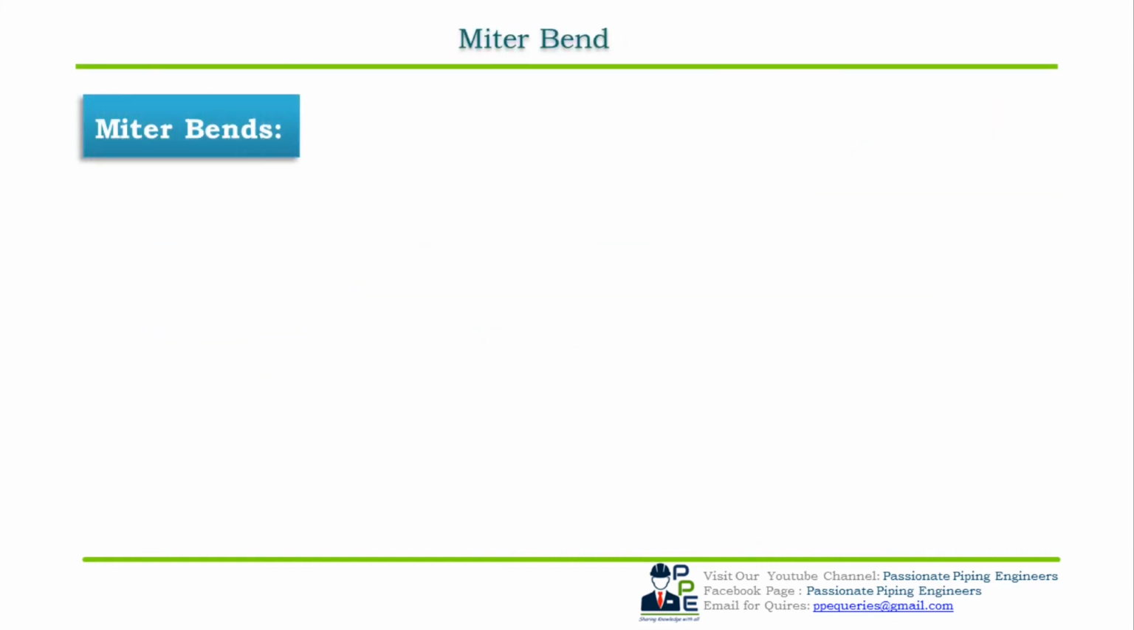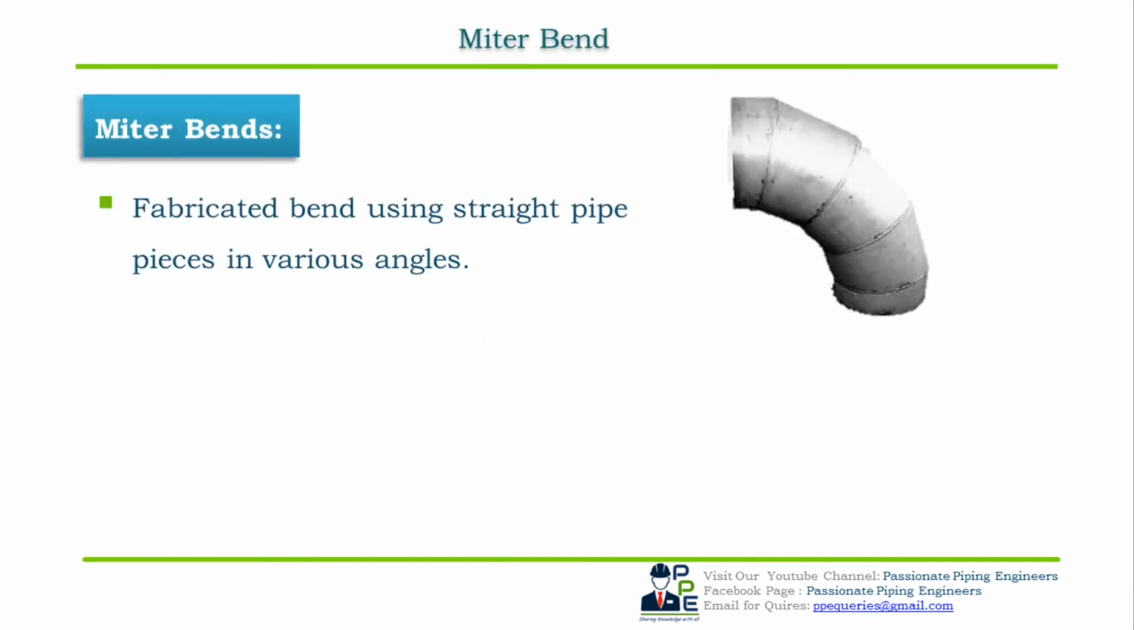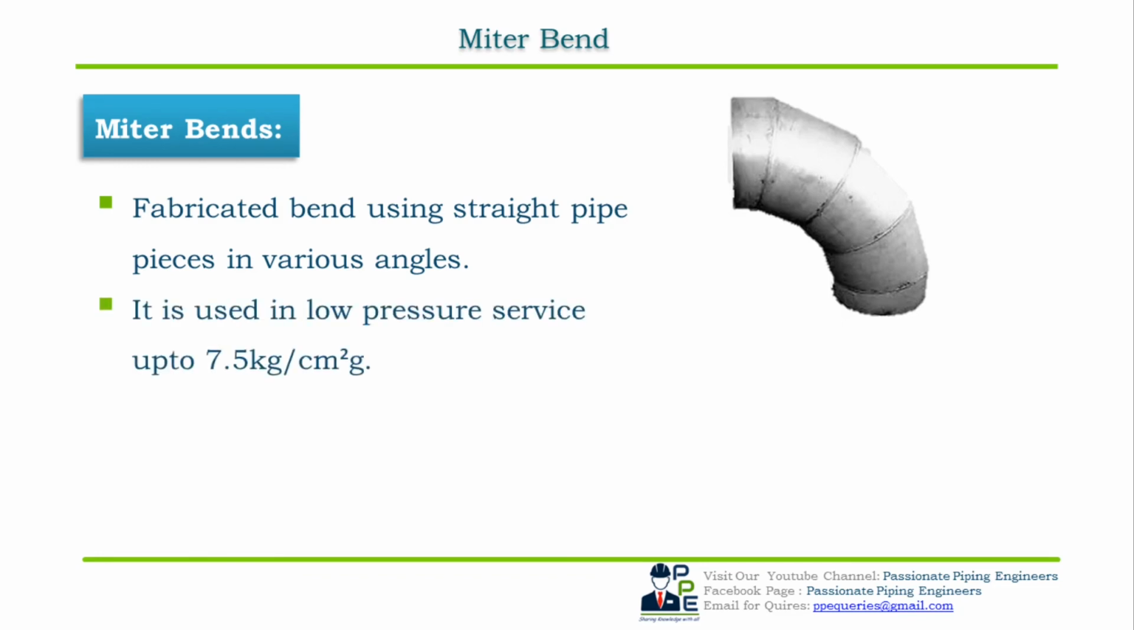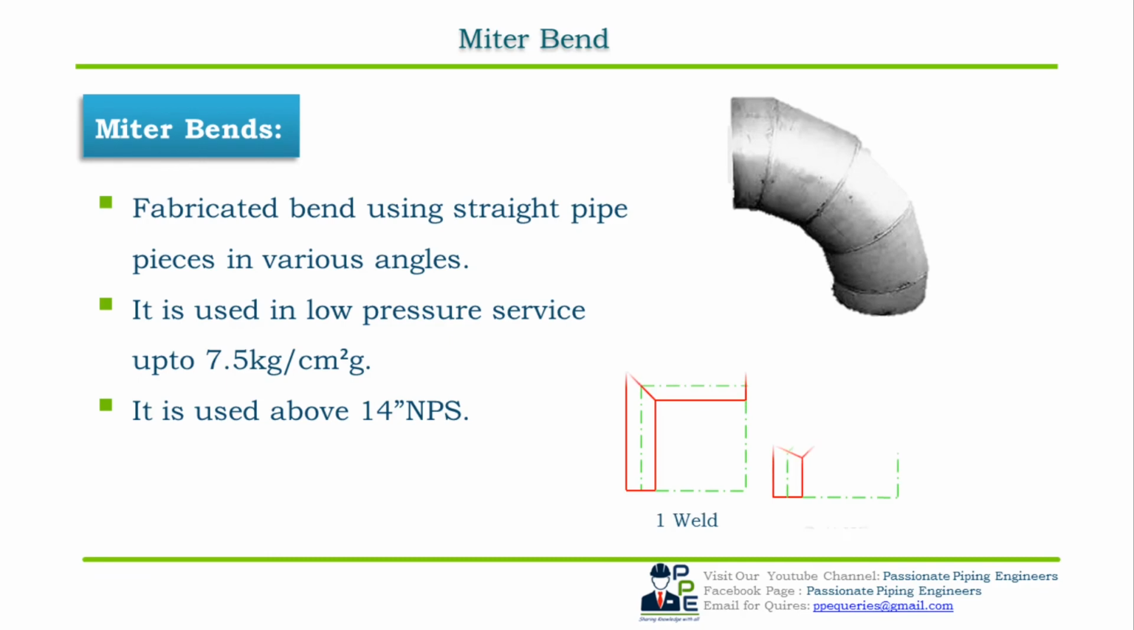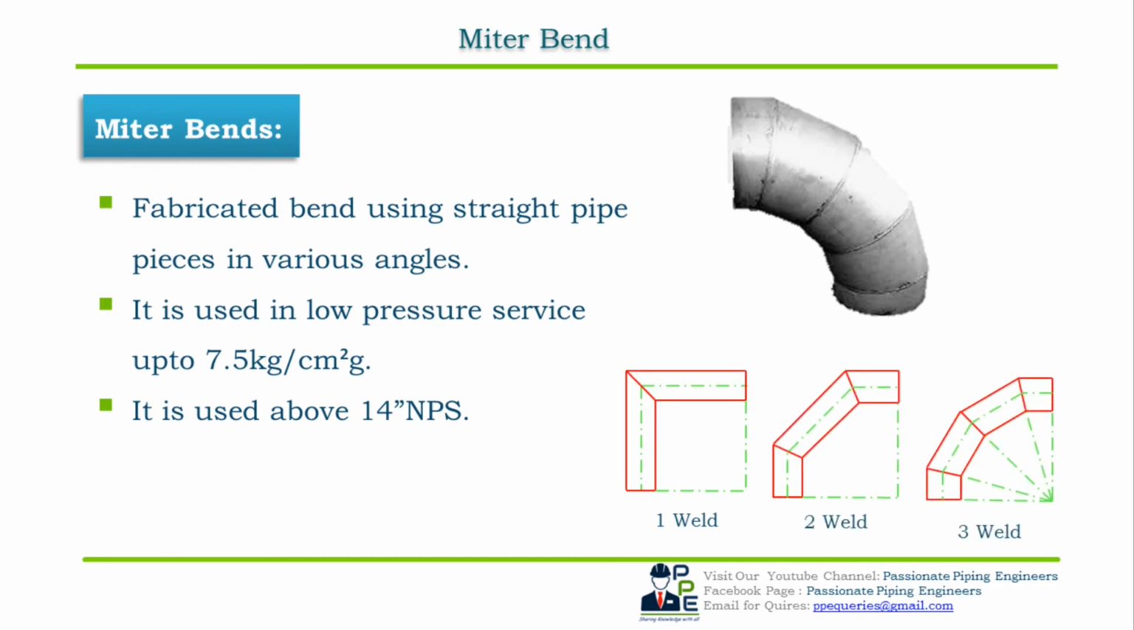Miter bends. A miter bend is not actually a pipe fitting, but it is a fabricated bend using straight pipe pieces in various angles. It is used in low pressure services up to 7.5 kg per centimeter square gauge. They are used above 14 inch NPS. Miters may be 1, 2, 3 or more fold weld miter. The number of welds depends on the smoothness of the flow required through the run. The angle of the cut is equal to the total angle divided by the number of bends.